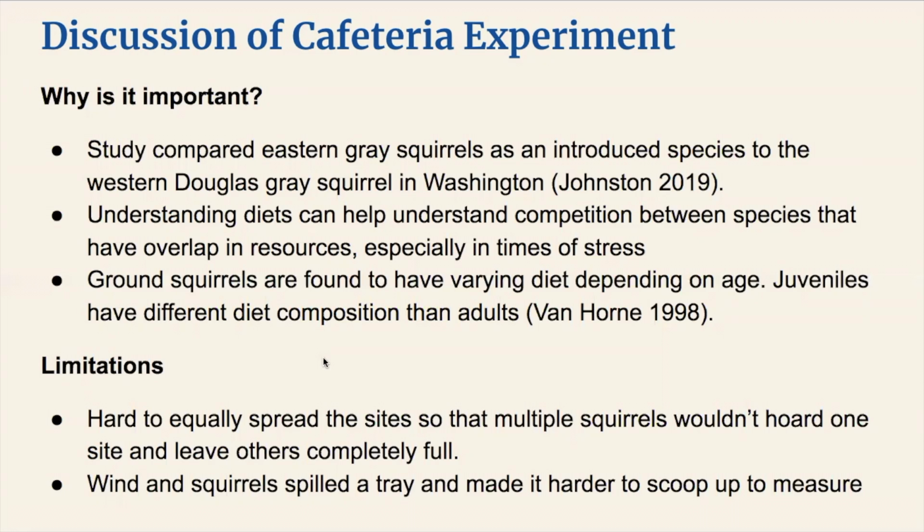And then lastly, limitations. Some of the limitations were that it was hard to spread the sites so that multiple squirrels wouldn't hoard one site, because sometimes one squirrel would see another squirrel eating and then there would be like 4 of them at one site and none at a different site, so that could have affected our data also. And then the weather played a role because sometimes the plates would flip over and I would have to pick up all the little pieces and put them back in, and it could have affected how much was actually left in the end. So that is the conclusion for our first experiment, and now Allie will do the second one.